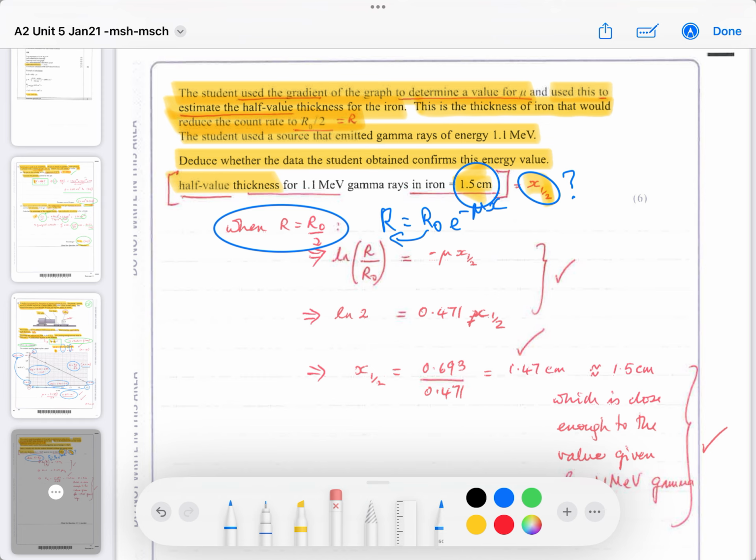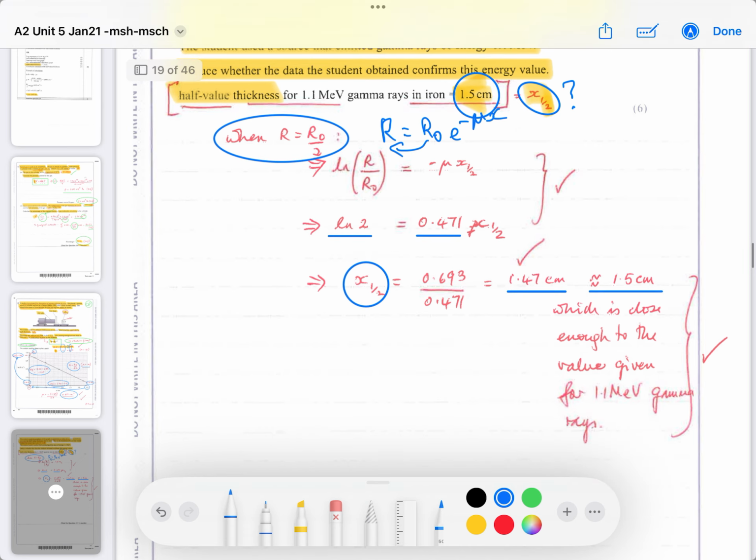If you change this from a half to 2, it will give you 0.693 on this side. So just put it in a calculator and see that you understand how to do the logs. 0.471 was from our gradient, mu, and x half is the only unknown. So when you make x half the subject, you'll get 1.47 centimeters. Mu was per centimeter, so we don't have to change the units, which is approximately 1.5 centimeters, close enough to the value given for the 1.1 mega electron volt gamma rays.